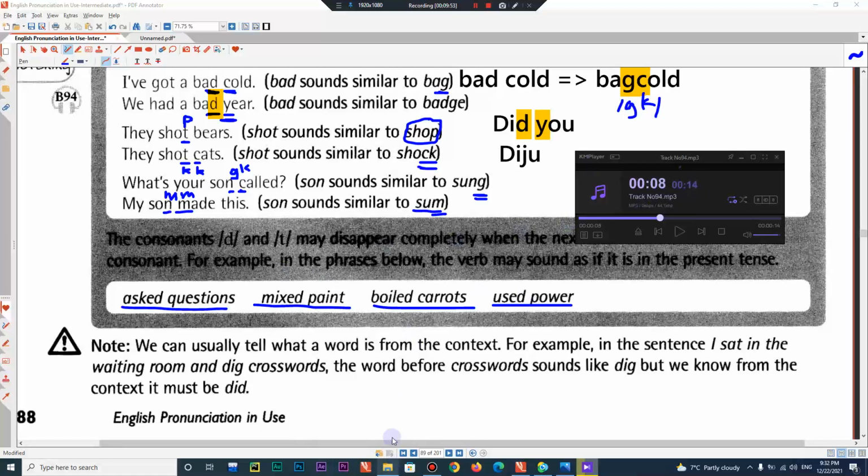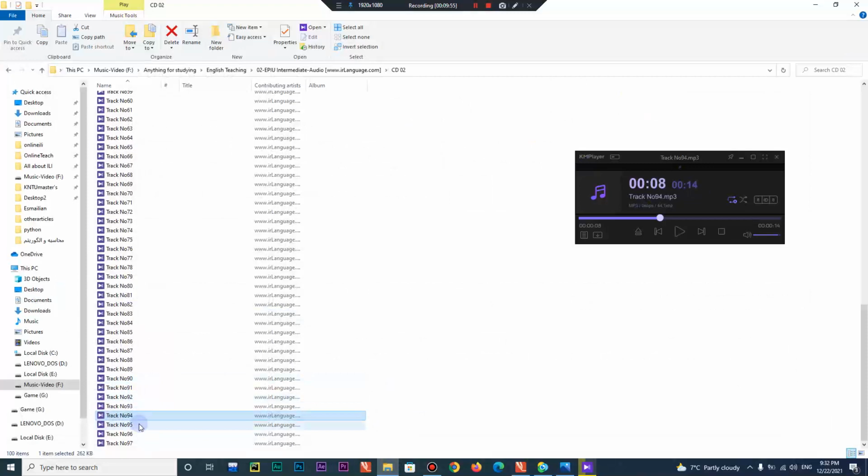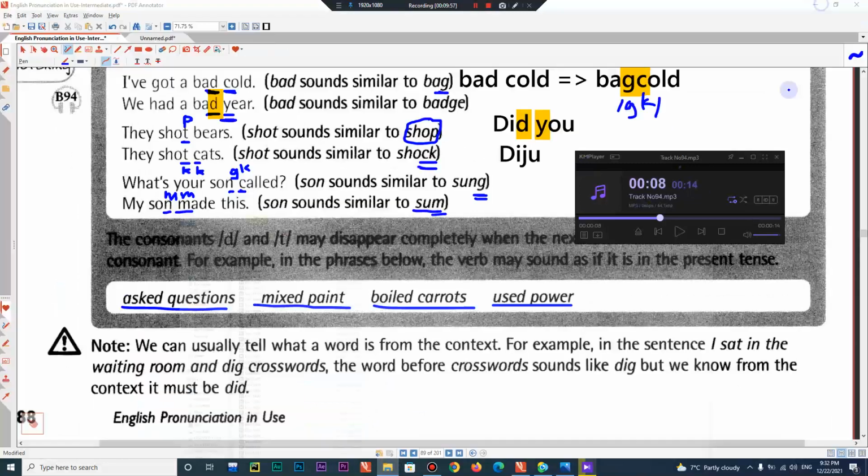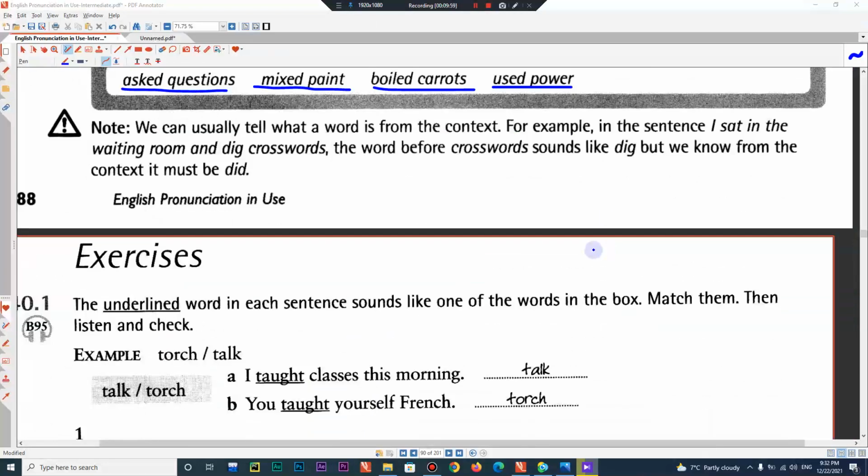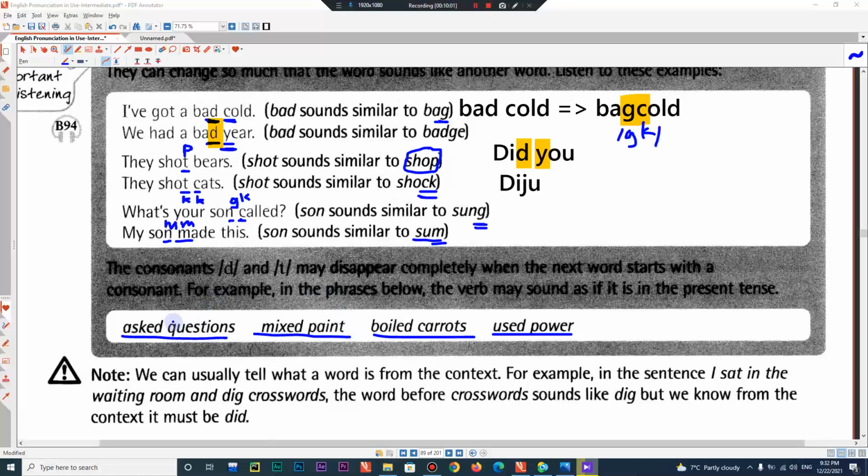I don't know if this part is audio recorded or not. Oh, I think not. Yes. So this part says that sometimes it happens to these two sounds, d and t. Look at them. Again, not all the time, but some of the times they can get totally removed. I mean, you don't really pronounce them at all, right?